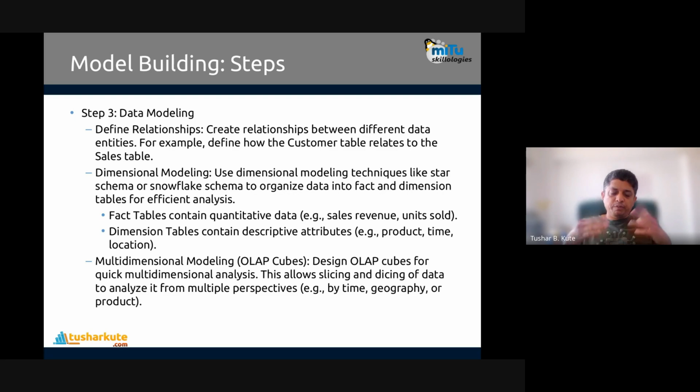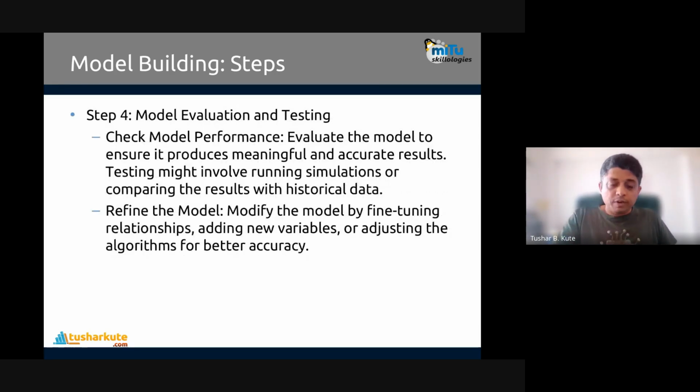It also contains multi-dimensional modeling. In multi-dimensional modeling, multiple features are considered, like designing an OLAP cube for quick dimensional analysis, which allows slicing and dicing of data to analyze it from multiple perspectives, maybe by time, by geography, or by product altogether. That is what data modeling requires.